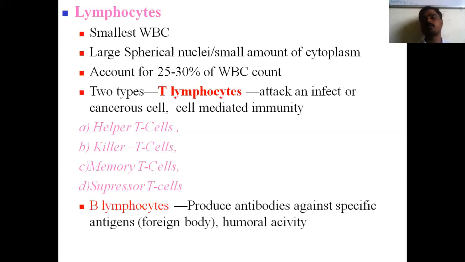this lymphocyte. This is the smallest WBC, large spherical nucleus, small amount of cytoplasm, just one nucleus is there and it is big. Account about 25 to 30% of the WBC count. Two types, that is T lymphocytes and B lymphocytes, attack infected or cancerous cells, or not only the cancerous cells but they attack the foreign particles which enter the body, त्याच्यावरती हे अटॅक करत असते. Just you can see here the two types of lymphocyte, B lymphocyte and T lymphocyte.